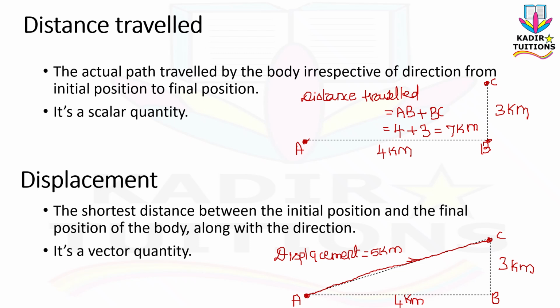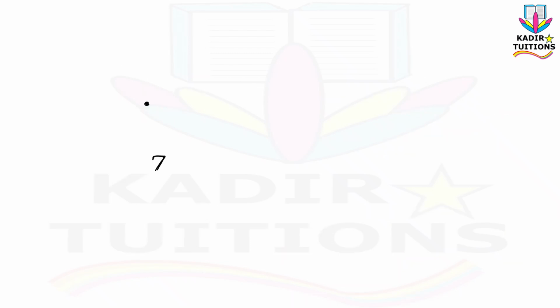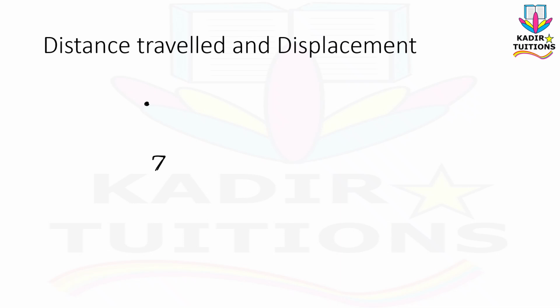So this is how we need to calculate the distance and displacement. Distance is the actual path traveled by the body without considering the direction. Only we are going to take the magnitude. Displacement means it's the shortest path. The shortest path must be a straight line from the initial to the final position. So we'll see some more problems in this. We have some more problems for distance traveled and displacement.